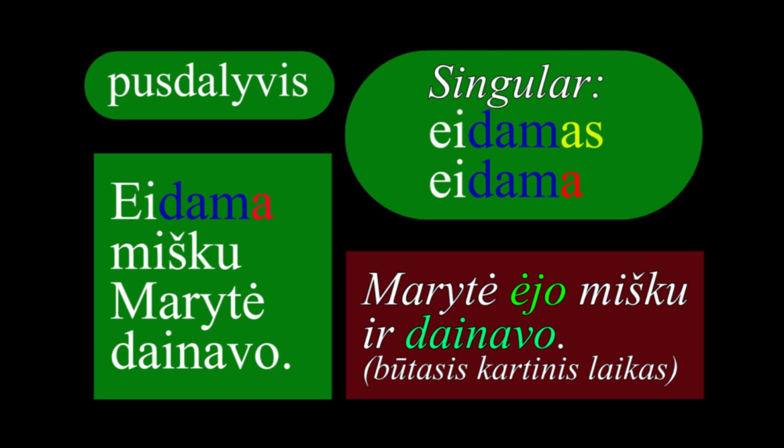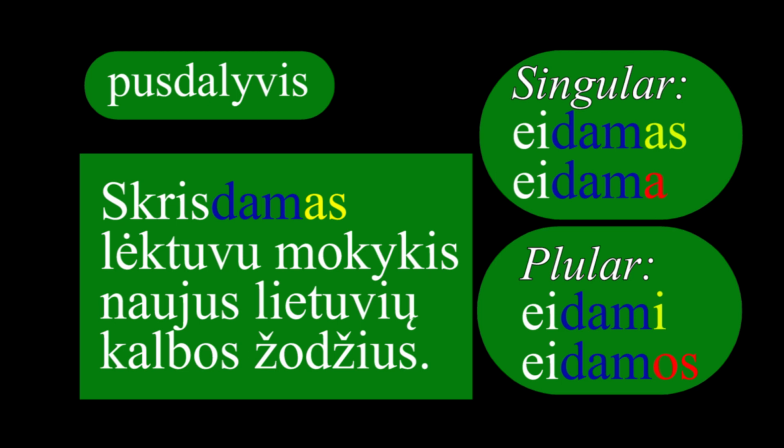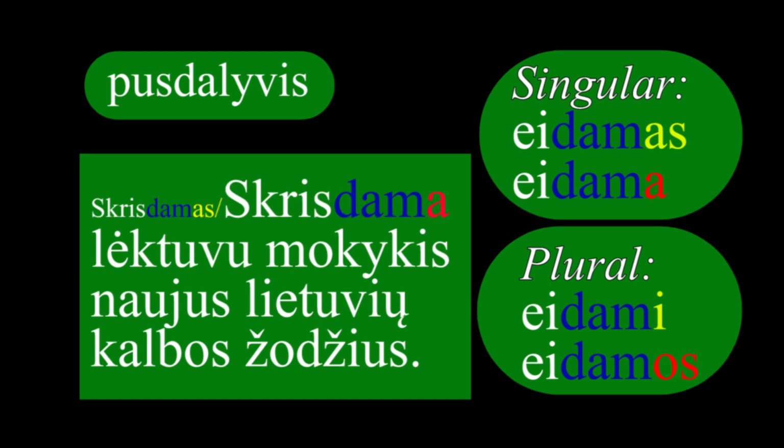Eidama mišku Marytė dainavo. Skrisdamas lėktuvu mokykis naujus lietuvių kalbos žodžius. So I'm saying to the man. If I want to say to a lady, I say skrisdama lėktuvu mokykis naujus lietuvių kalbos žodžius. Are you trying to understand it? Skristi, it's to fly. It's when you are going by plane. Skrisdamas lėktuvu. So, flying in a plane, learn new Lithuanian language words. Learn new Lithuanian words.